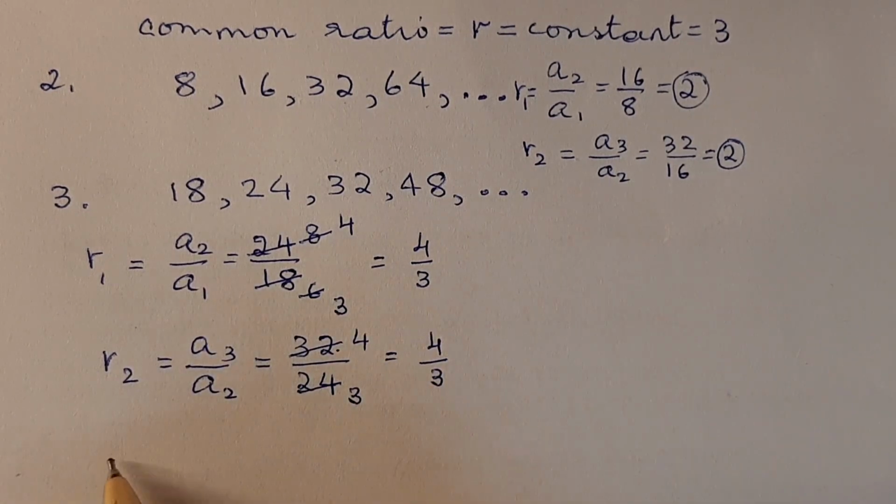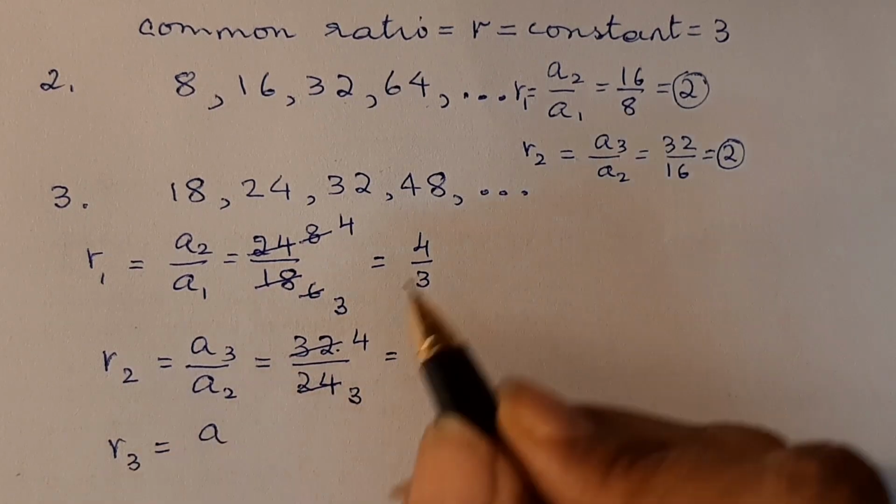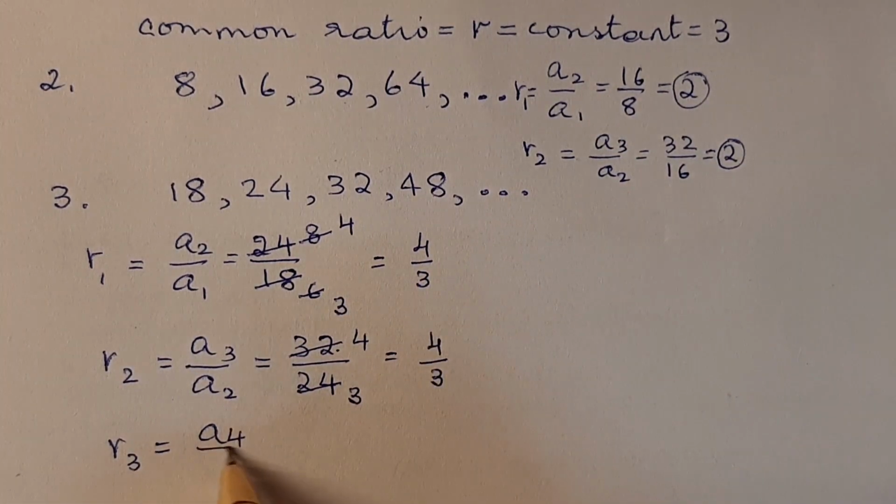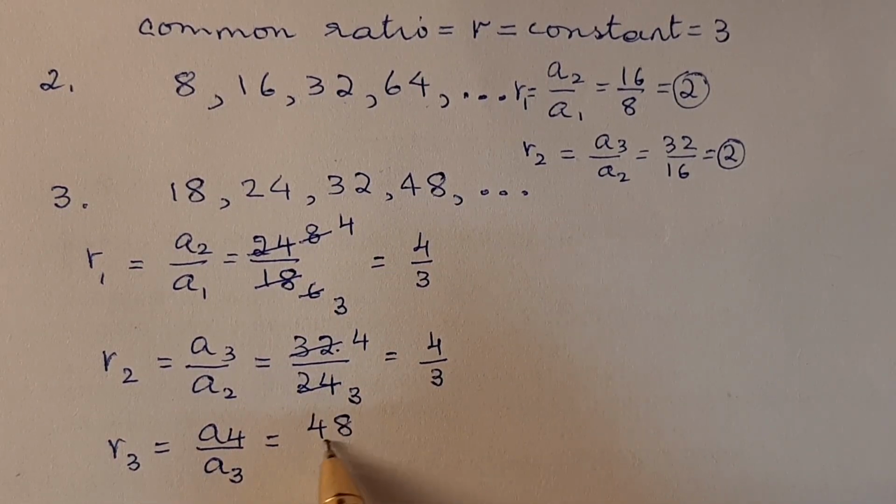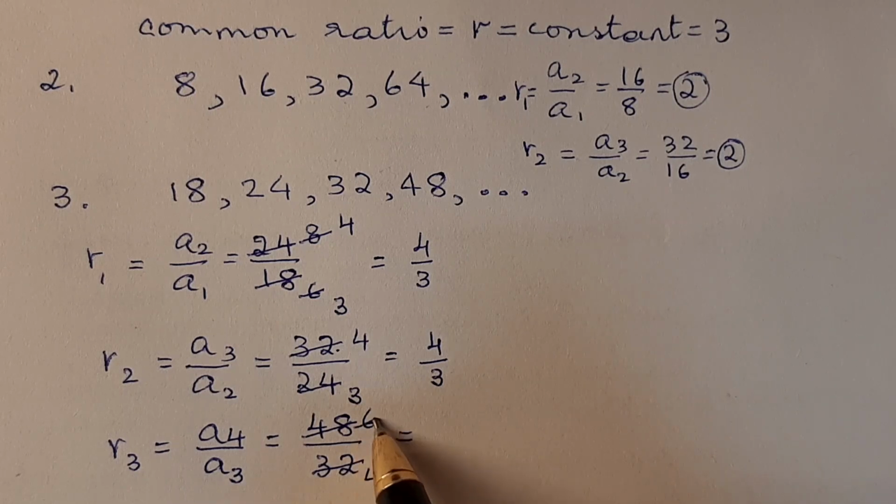Can we see that? Now R3. What is R3? That will be now A4 upon A3, which is 48 upon 32. Now 8 6s, 8 4s, now this is 3 upon 2.